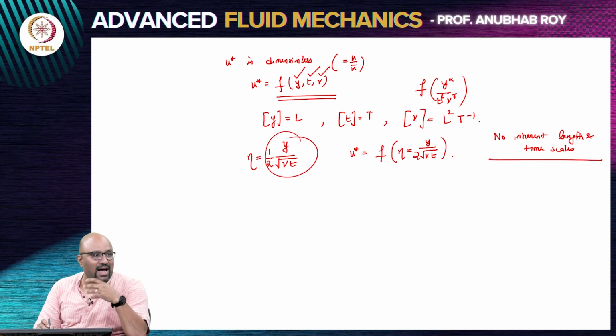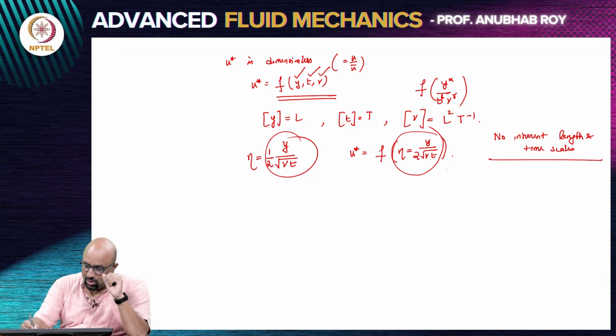So when you don't have such inherent length or time scales in the problem, then there is a possibility of the problem allowing for such combined dependence on your spatial and temporal coordinates. So this is known as a similarity variable.